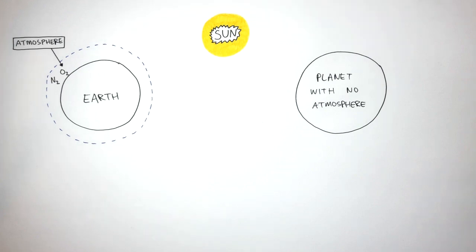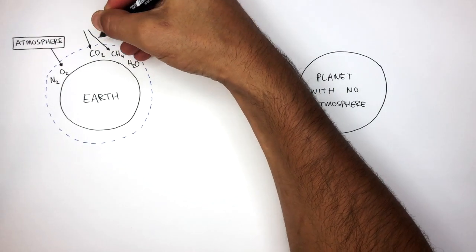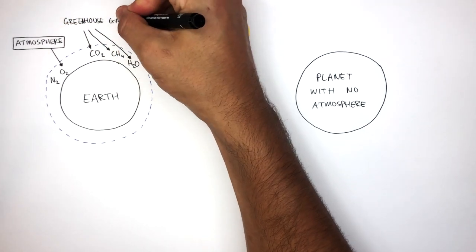is nitrogen, and O2, which is oxygen, and neither nitrogen nor oxygen are greenhouse gases. And Earth's atmosphere also contains CO2, which is carbon dioxide, CH4, which is methane, and H2O, which is water vapor. And all three gases are greenhouse gases.